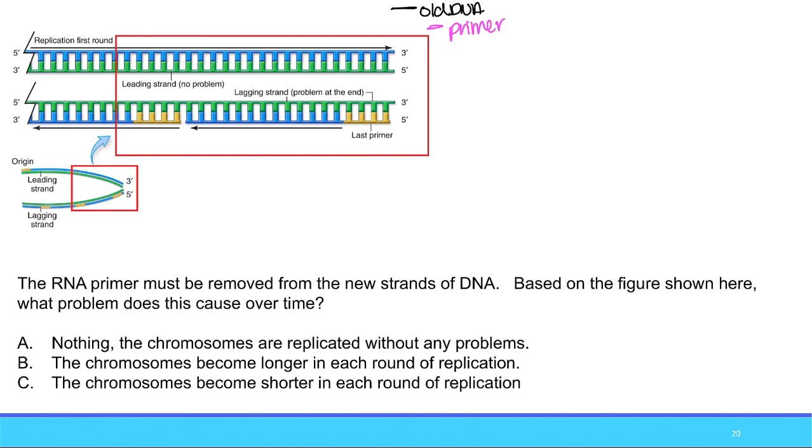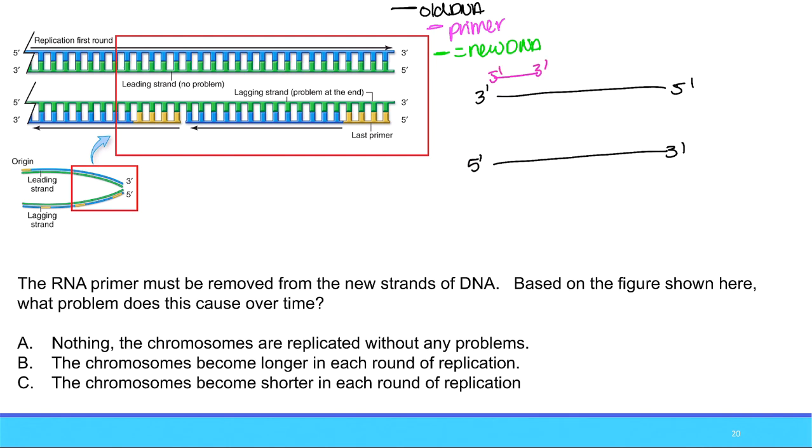Pink will be our primer, and then green will be our new DNA. So we've got 2 old strands, and we're just going to draw what they look like at the very end. Okay, so after all of our replication has gone through, this is what our strands look like. So we've got 2 primers left, right? We don't want RNA primers. So we kind of have an issue. What happens if we remove this RNA primer?